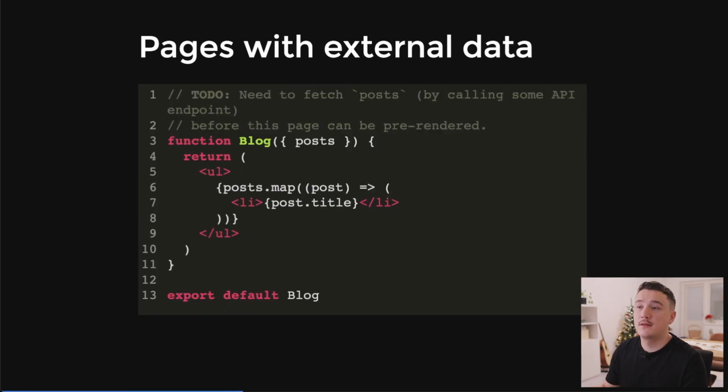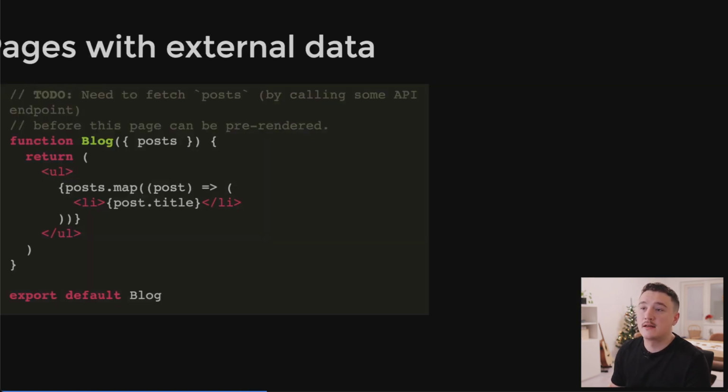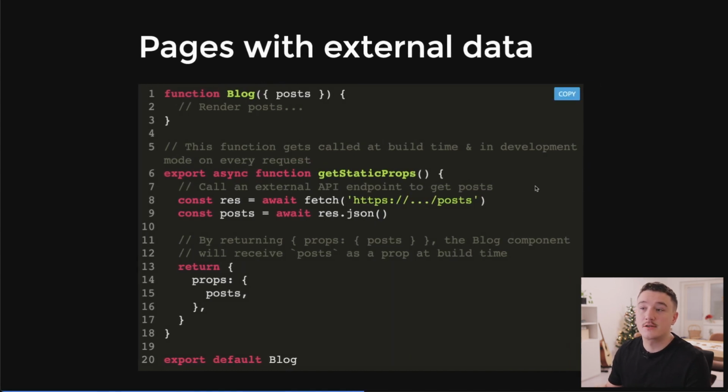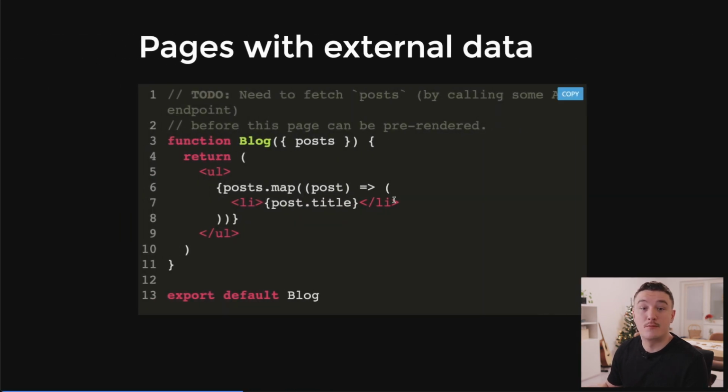If we then want to use static generation in a page that uses external data, so for example, this kind of page where we display a list of posts and we get the posts as a prop for the component, we would actually need to fetch these posts somewhere before we can pre-render this page with static generation. And the way to do this is to define this getStaticProps function. And this is an async function. And inside of this function, we can call, for example, an API where we can fetch those posts. And then if we return those posts from this function inside this props property, they will be available in the blog component, so right here, as a prop.